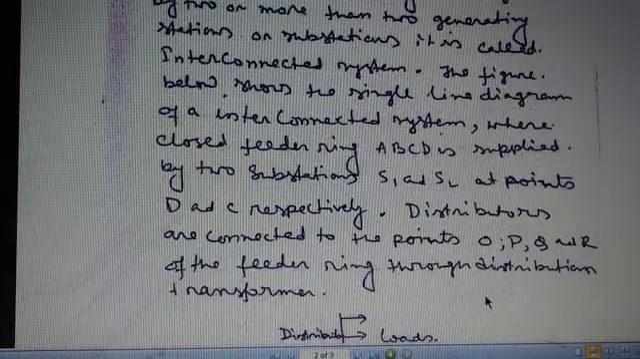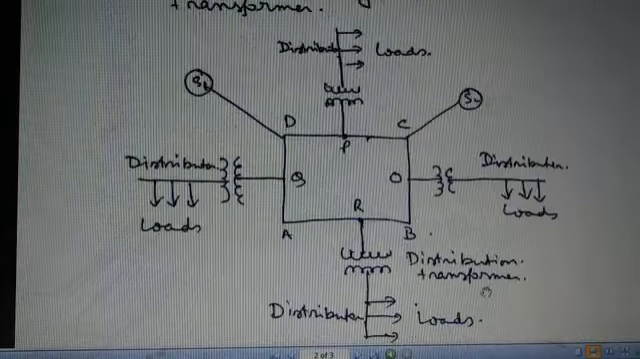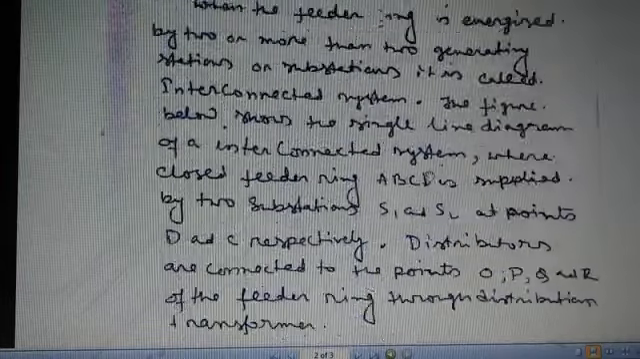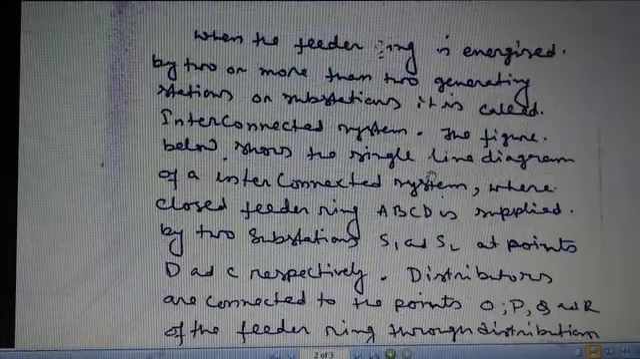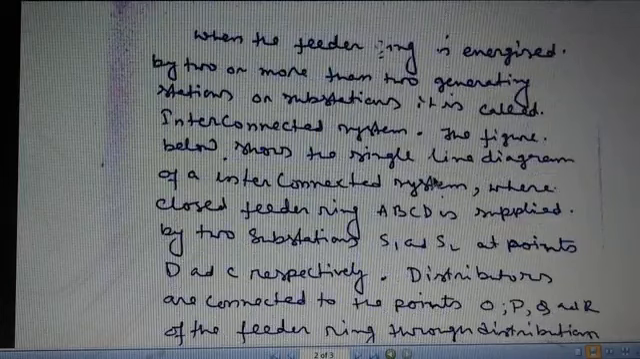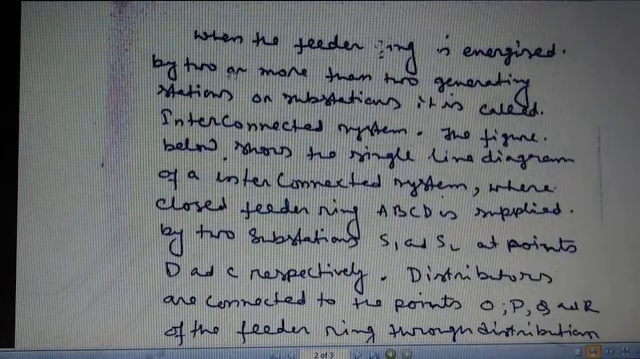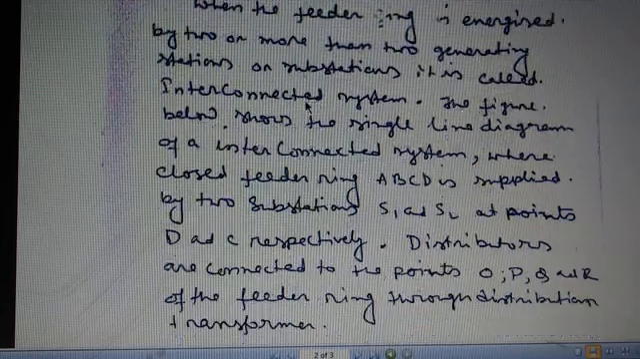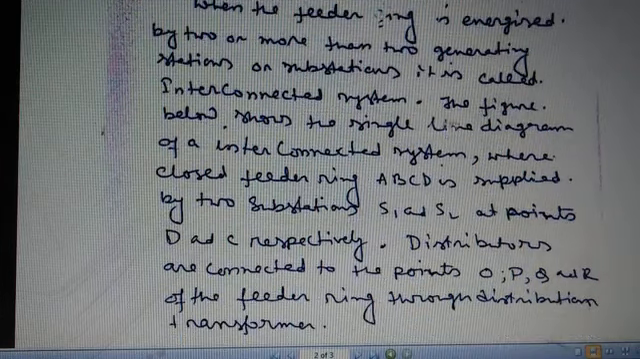Now this is the block diagram of an interconnected or grid system. This is the microgrid system or regional grid system or local grid system. When the feeder is energized by two or more alternators or generators, or generating stations or substations, it is called the interconnected system.